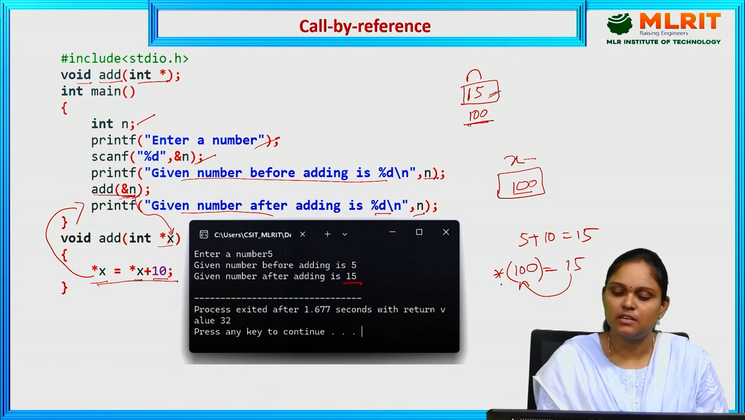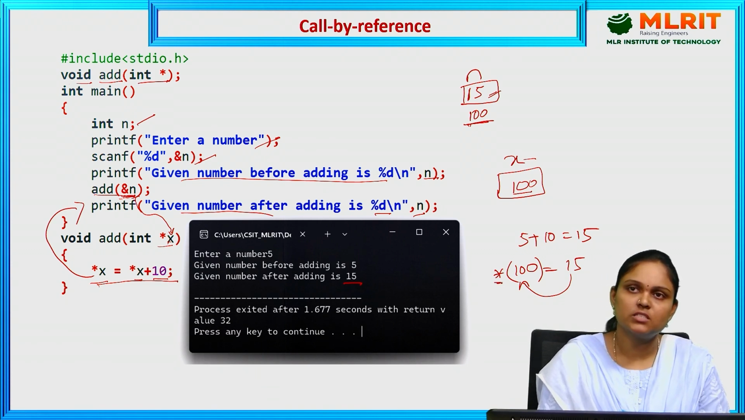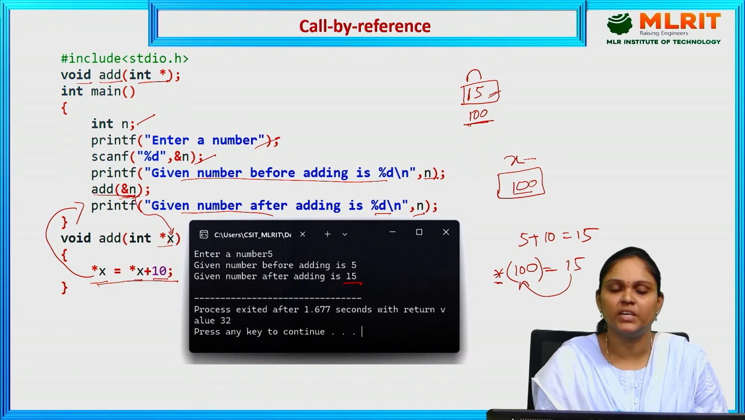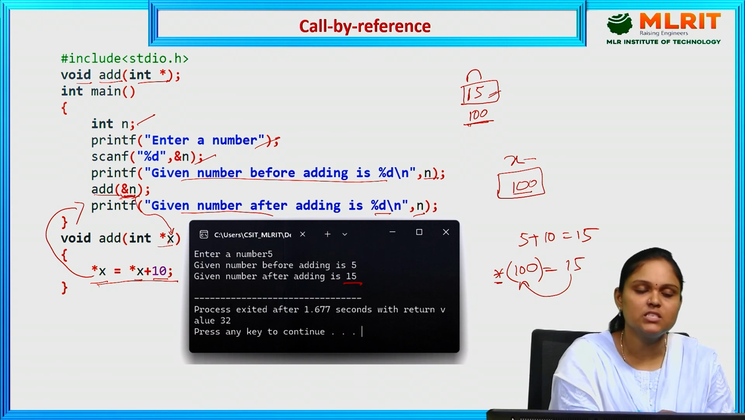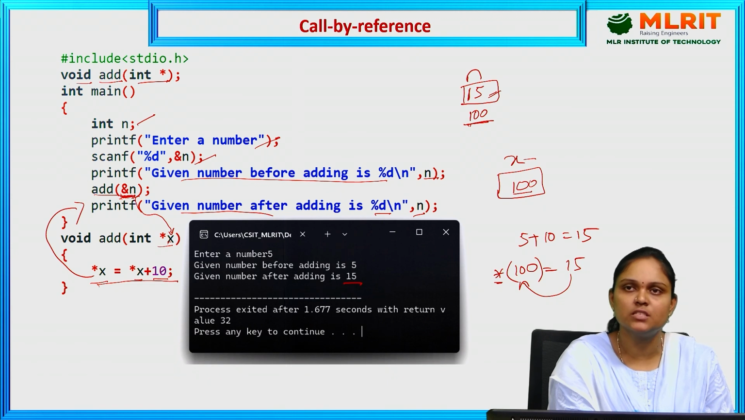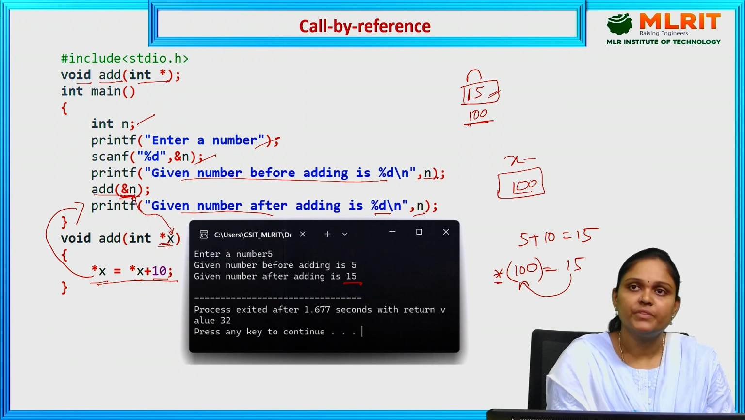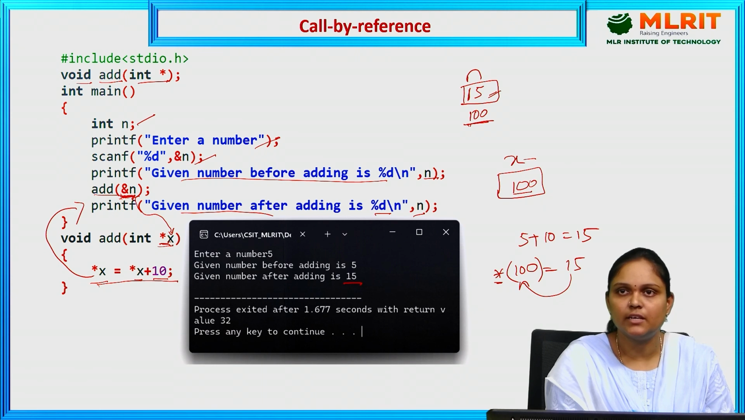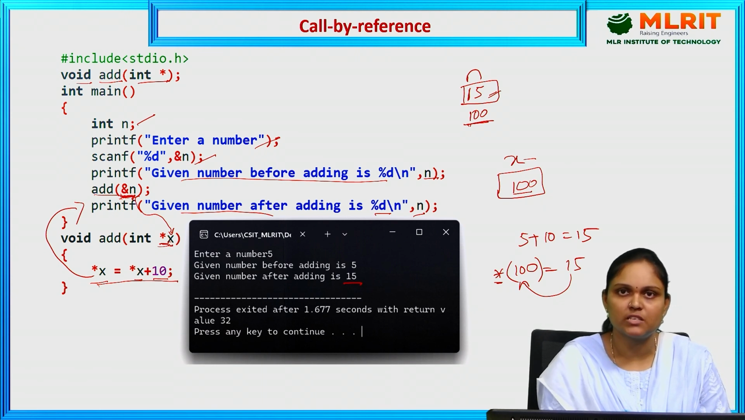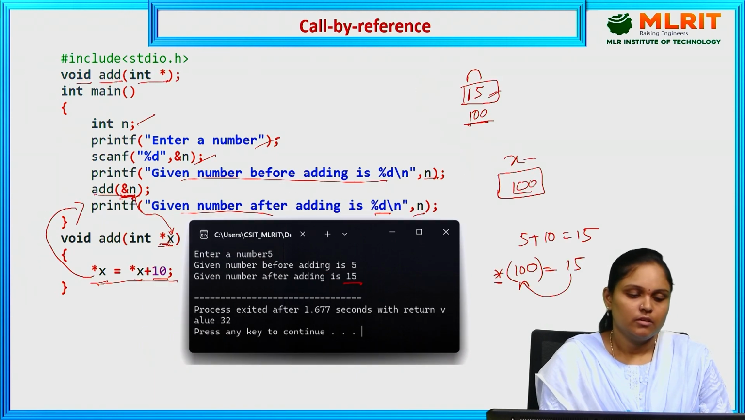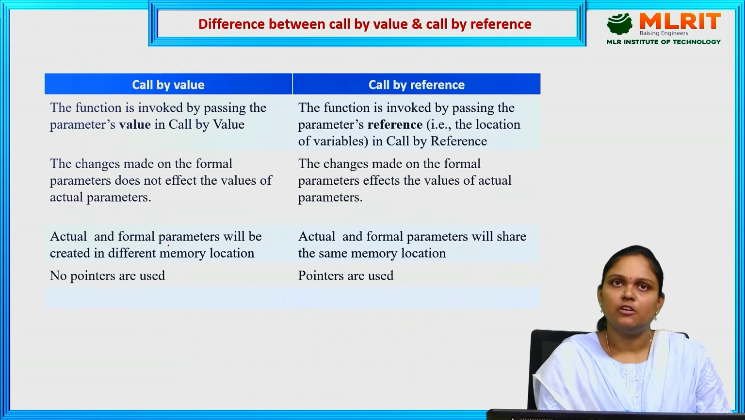That is the reason why we are using this. Star is nothing but a dereference operator, and this is a referencing operator. Here we are passing the references, that means addresses, and by using the star we get the value present inside that address location, which is the dereferencing operator. So this is about call by value and call by reference.